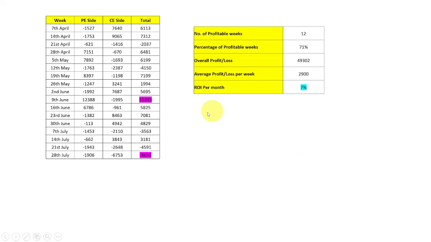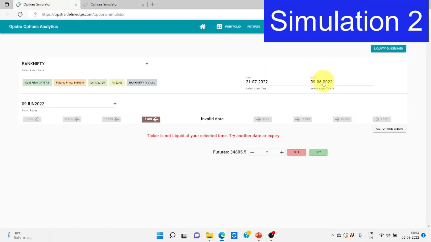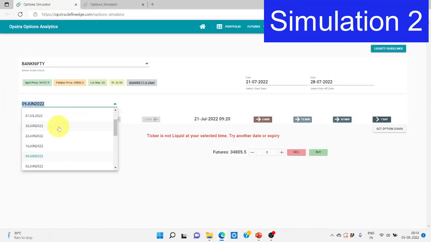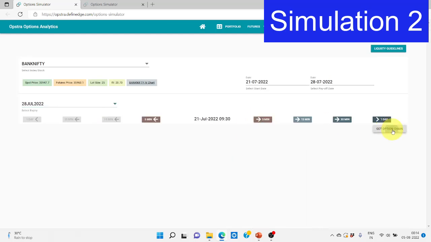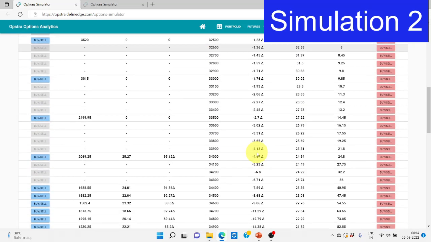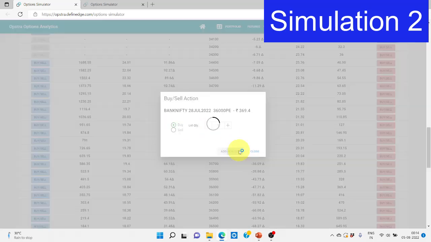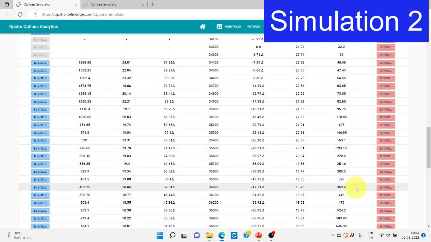Let's also see the worst case scenario here, which has happened in the very recent week, which is 28th July. Let's go to 28th July. So for 28th July, we would have entered on 21st July. So ATM put, we will be selling 36,000. So 36,000 we will be selling, sorry, buying. Now 370 is the premium. 370 you can consider as maybe 380. So 190, little less than 190.